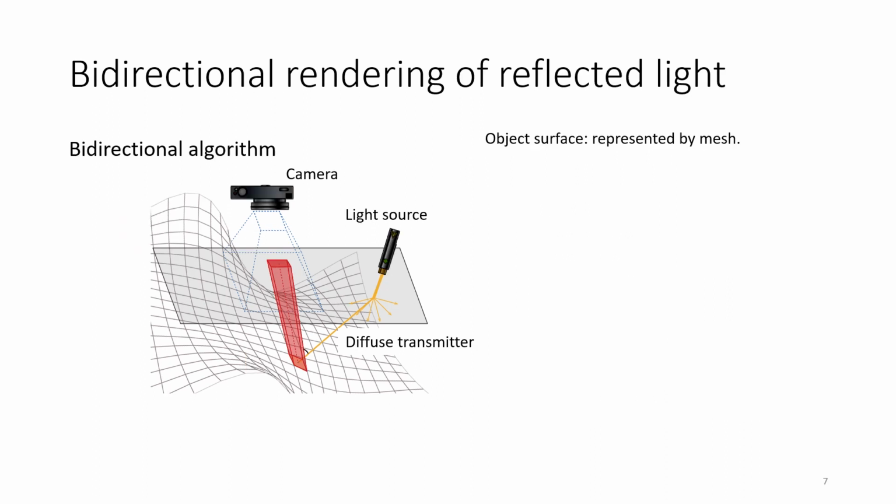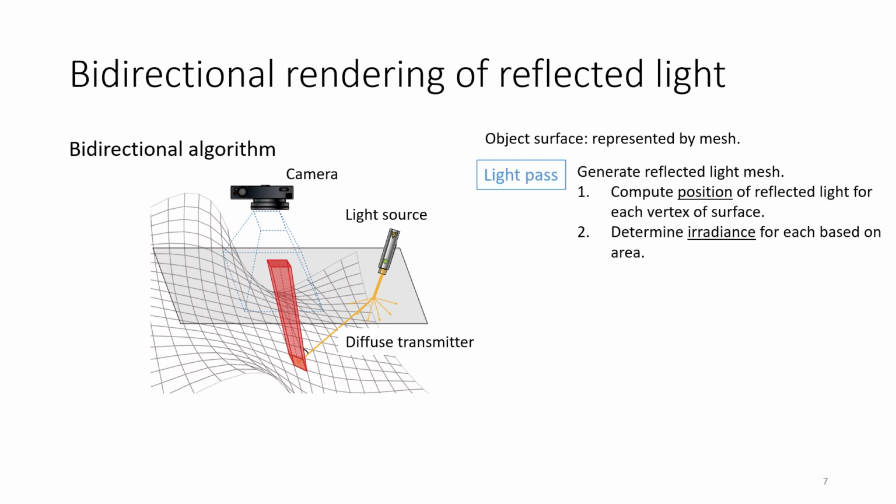We employ bidirectional algorithms for rendering reflected light. During rendering, object shapes are represented by a mesh. In the light source path, we generate a reflection light mesh that represents the reflected light distribution reaching the diffuser surface.